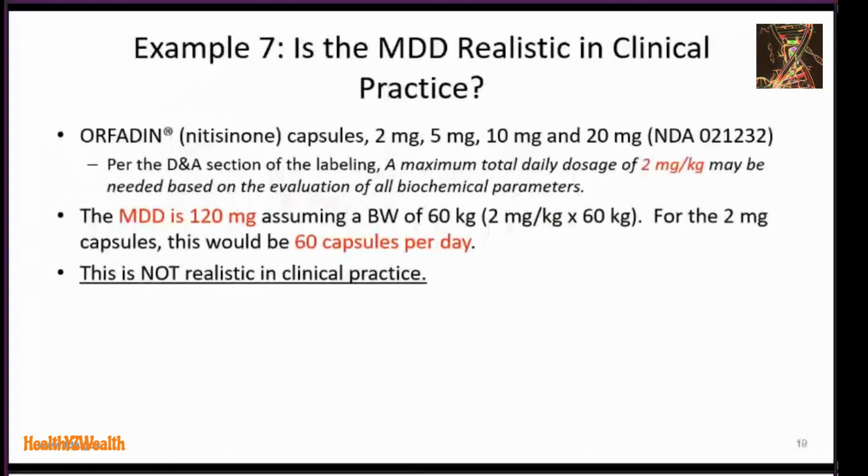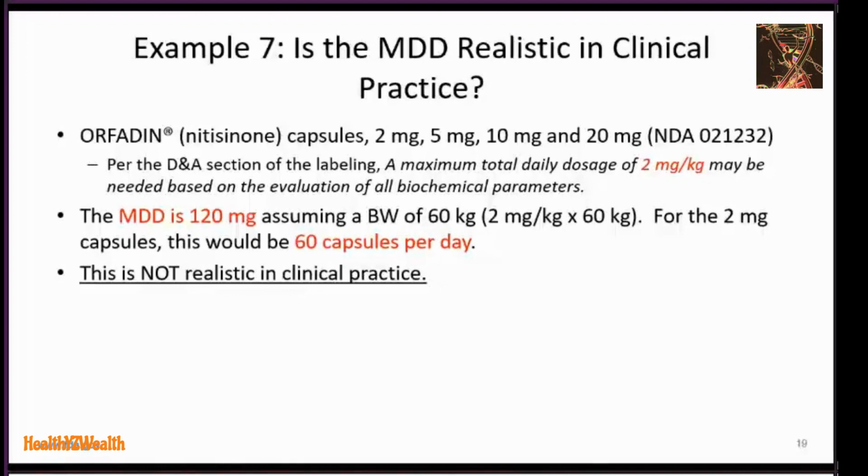One last example is for Orfadin capsules, which is available in 2 mg, 5 mg, 10 mg, and 20 mg strengths. Per the dosage and administration section of the labeling, a maximum total daily dosage of 2 mg per kilogram may be needed. Assuming a body weight of 60 kilograms, the maximum daily dose is 120 milligrams.